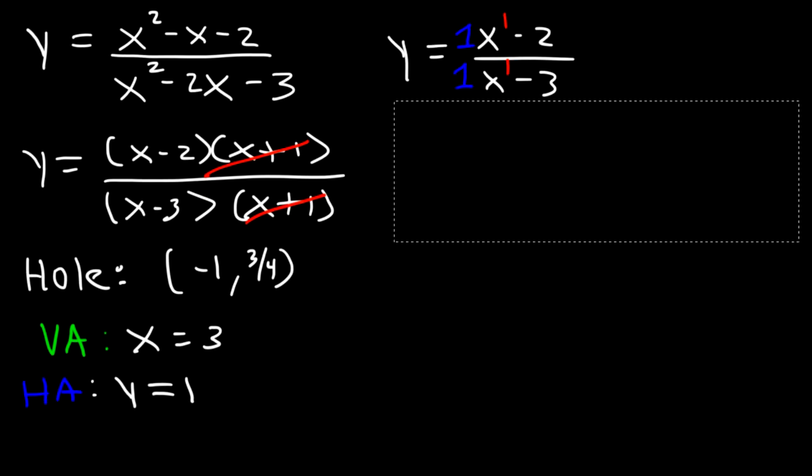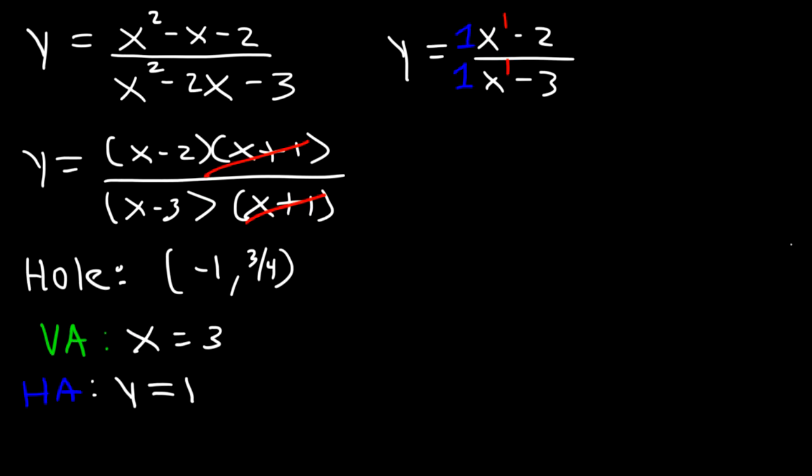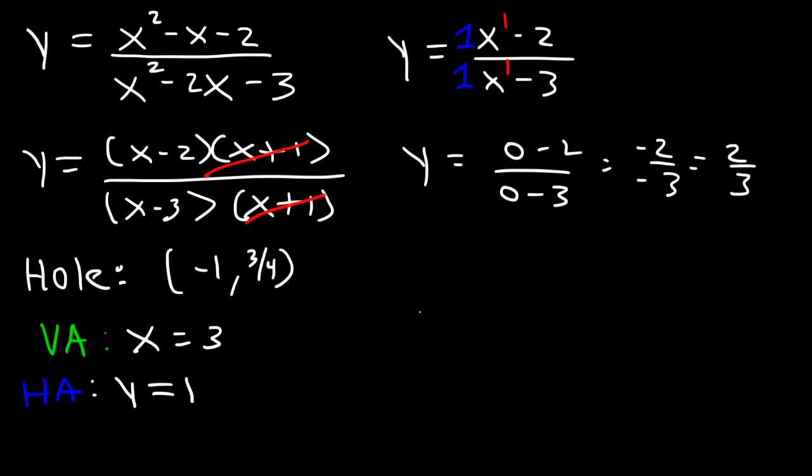Now what else can we do? Sometimes it might be useful to find the x and the y-intercept. To find the y-intercept, replace x with 0. So this is going to be negative 2 over negative 3, which is positive 2 over 3. So the y-intercept, as an ordered pair, is 0, 2 over 3.